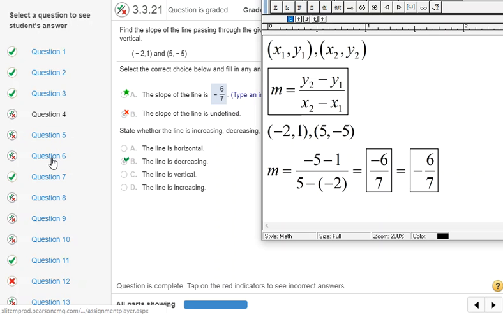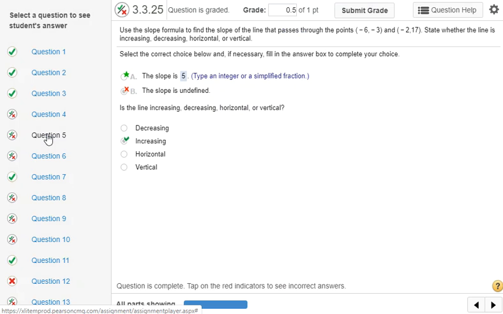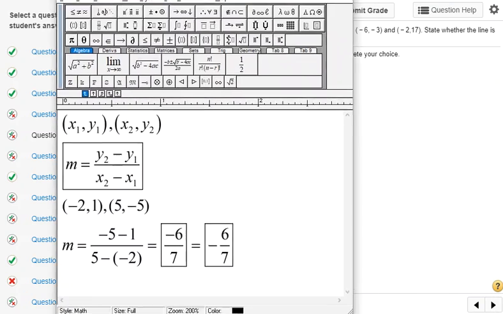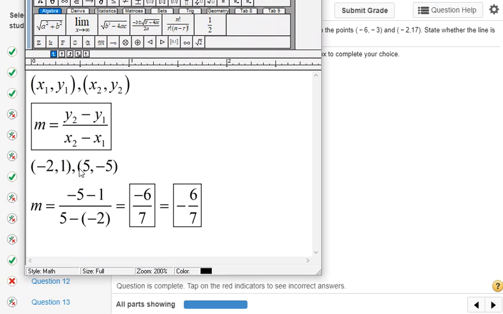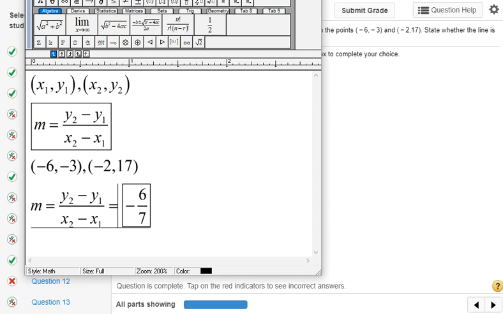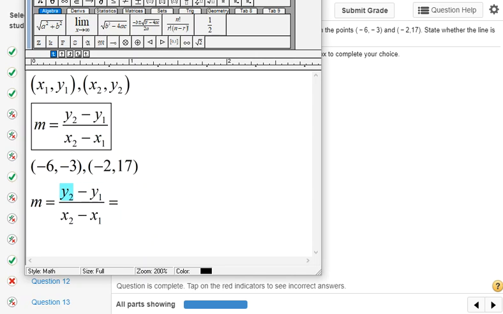Let's pick another one. Take a look at it. I'm going to jump to, let's see, number 5 here. It's a similar question. We'll just work through one more similar one. Okay, this one had points that were -6, -3, and -2, 17. Okay, so I'm going to take these out. If I grab that formula back up here again, might help. Okay, all right, and again, I say it with the second y value, y2 is 17, first y value.